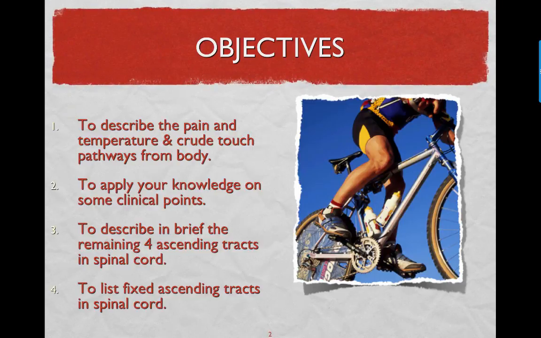In this lecture, we will describe the pain, temperature, and crude touch pathway from the body, and we will apply this knowledge to some clinical points that are very important for the MCQ questions. We will describe the remaining 4 ascending tracts in the spinal cord, and we will list the fixed ascending tracts in the spinal cord that can be seen in every section in the spinal cord.